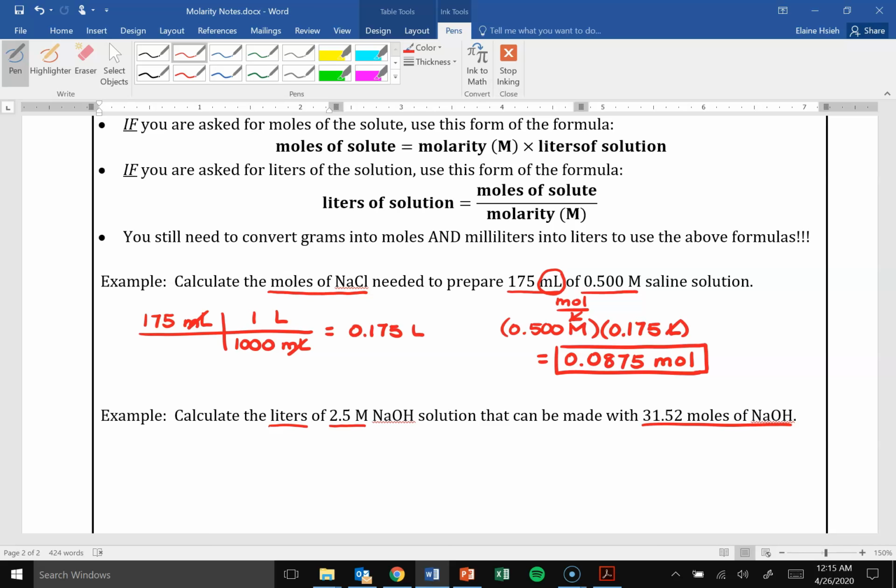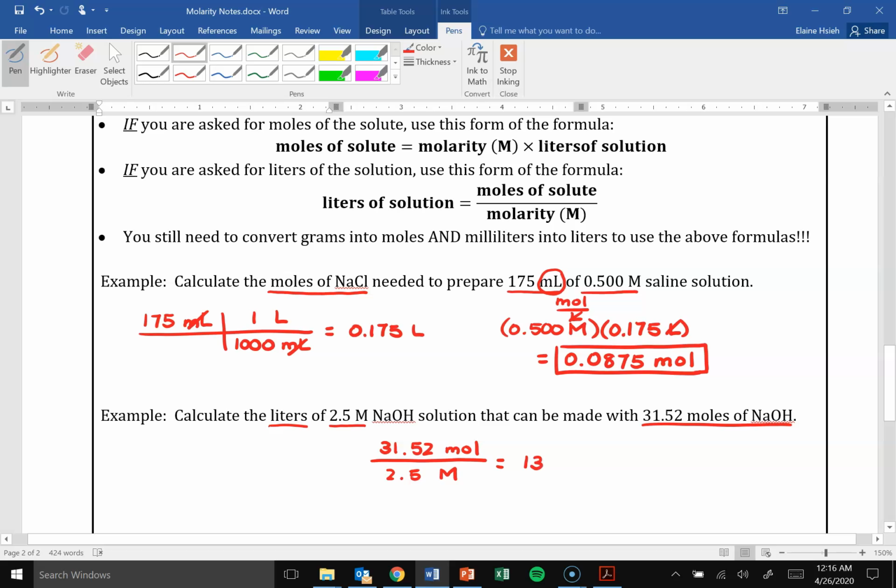So the liters of the solution is equal to the moles of the solute, 31.52 moles, divided by the molarity, 2.5 molar. And the answer is 12.608. We'll round that to 2 sig figs because that's the least number of sig figs in the problem. And that would be 13 liters.